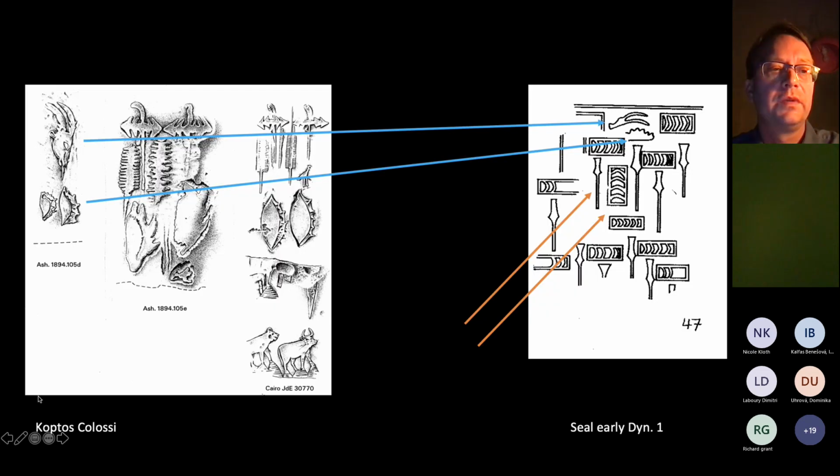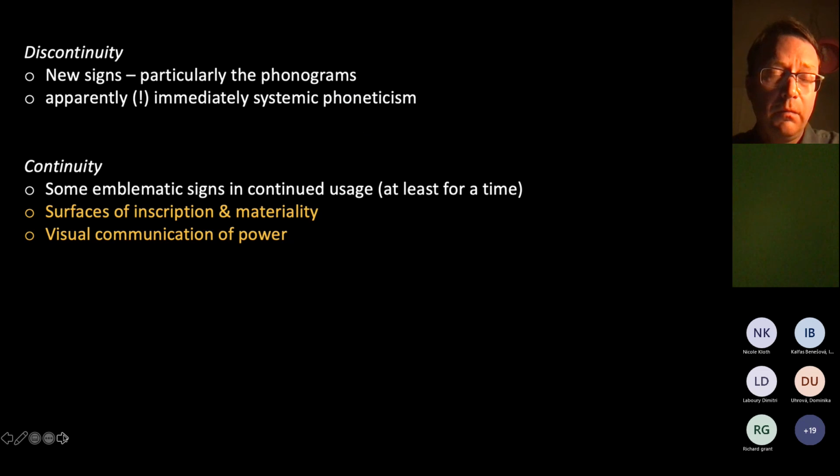So just an example of some of the emblems from the Coptos colossi that you find in an early First Dynasty seal associated with signs of writing. These things coexist for a short while, but there's continuity also on another level. So schematically, there's discontinuity at the level of the signs, at the systemic levels, but there's continuity on the surfaces of inscription and materiality and on the function of communicating power visually.